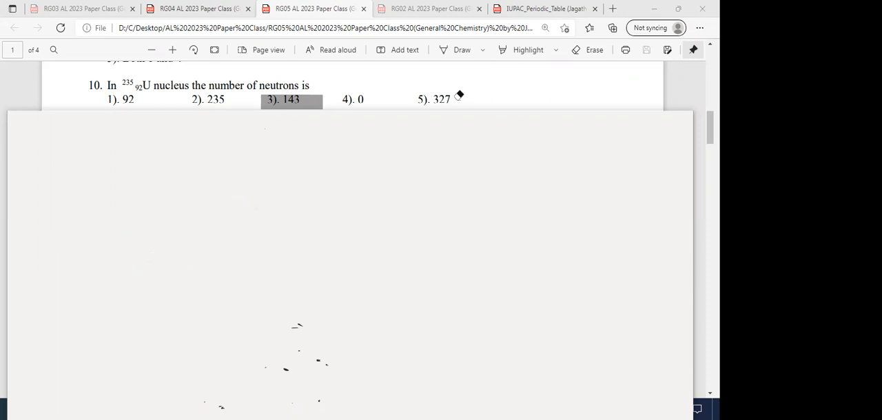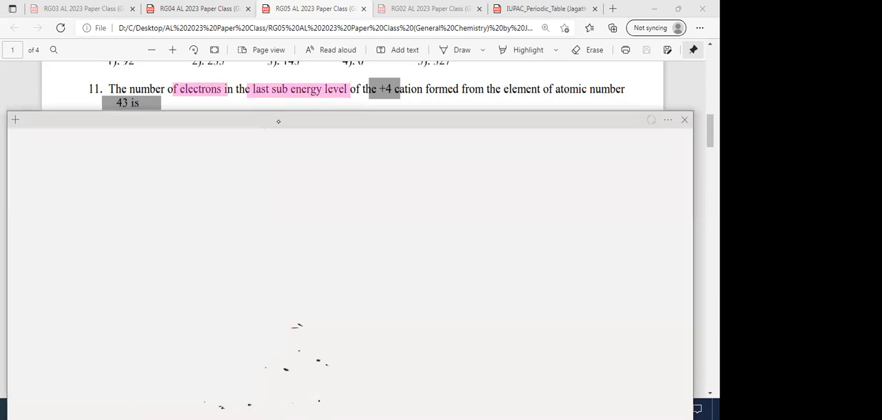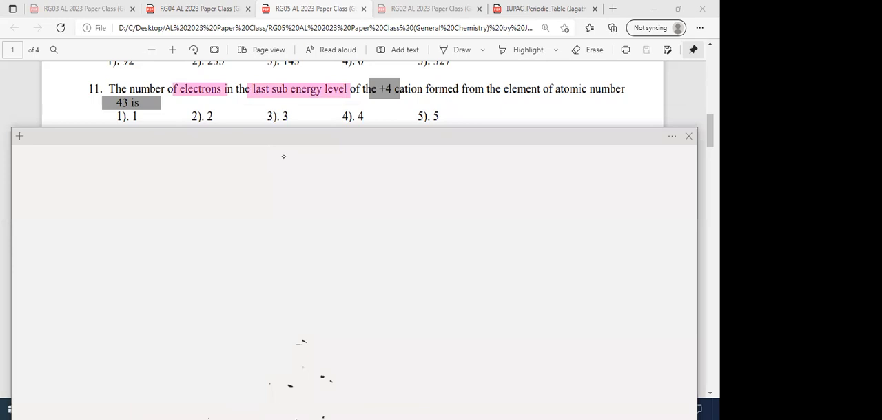Then question number 11. 11th MCQ. Yes. They have given number of electrons, atomic number 43. Atomic number 43, check the periodic table, which element and to which group it belongs. It forms +4. And electrons in the last sub-energy level. They are asking electrons in the last sub-energy level. Last sub-energy level, how many electrons? So my advice, when you read the question, please pay attention to the question word as well as the active words of the question. Right?